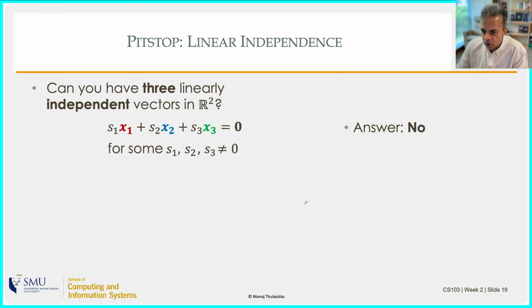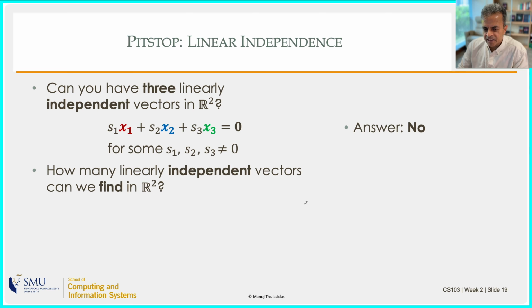The answer is no. And how many linearly independent vectors are there in R2? The answer is 2. You cannot have more than 2 because, as you saw in the previous question, if you have 3, you can always find a linear combination that will give you the third vector. In fact, it is kind of obvious.